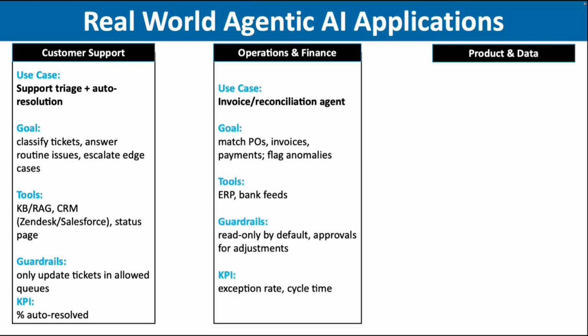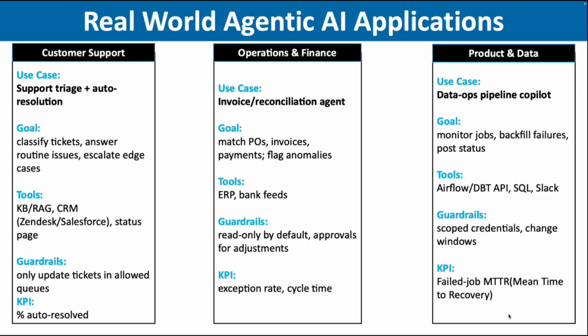In operations and finance, one can think of a use case like an invoice or reconciliation agent, where the goal of the agent would be to match the POs, invoices, and payments, and flag anomalies. The agent can use tools like ERP or bank feeds, and the guardrails would be read-only by default, approvals for adjustments, and one can implement the KPI as exception rate or cycle time.